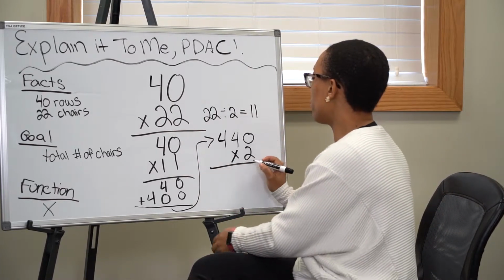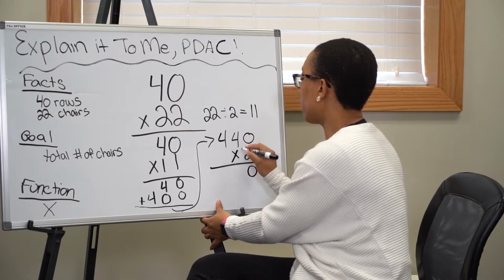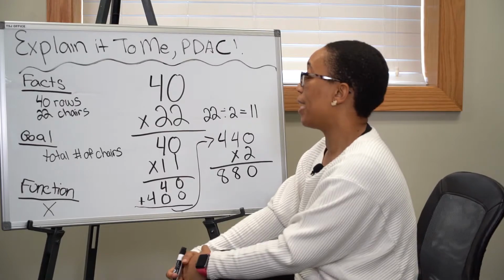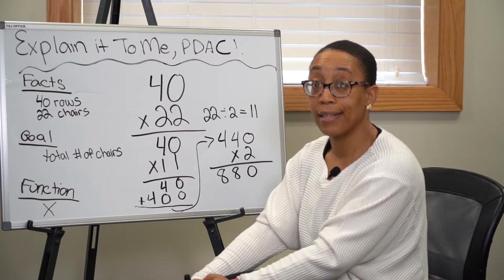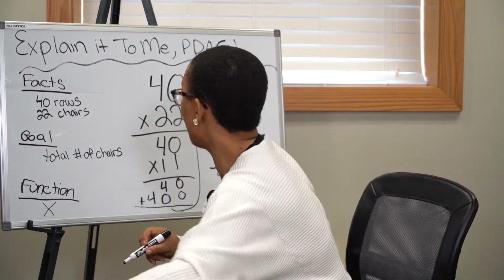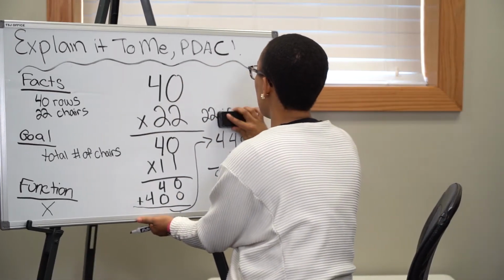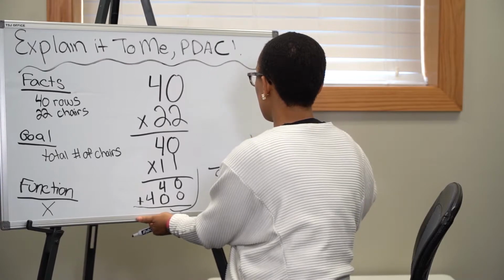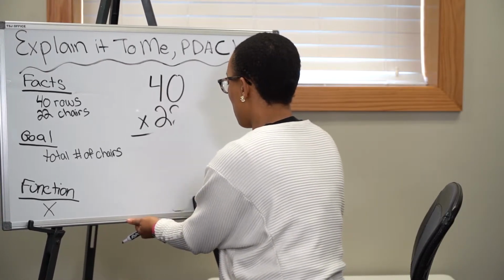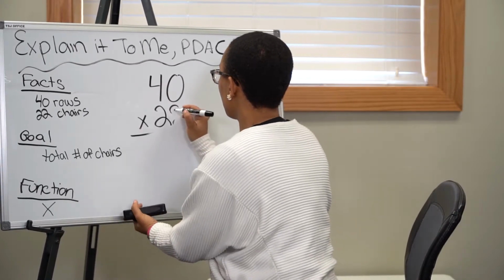So 2 times 0 is 0. 2 times 4 is 8. 2 times 4 is 8. So our answer is 880. So what I'm going to do now is I'm going to do the old school way. I just want to do the halving doubling method so we can check our answers, because I know that that can be a little bit confusing.